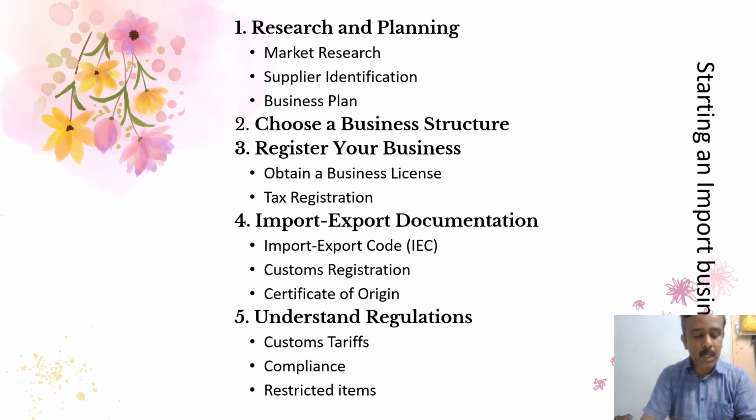And import-export documentation is something which is very important for doing an import business. So you have to obtain the IE code from your country's trade authority. For issuing the IE code, we have the Director General of Foreign Trade. And in the case of USA, it is the ITN in America, which issues the importer-exporter code number. And as an importer, I have to register myself with the customs department to ensure smooth clearance of goods and services. And certificate of origin is something which is required for specific products by specific countries. So that has to be understood by the importer.